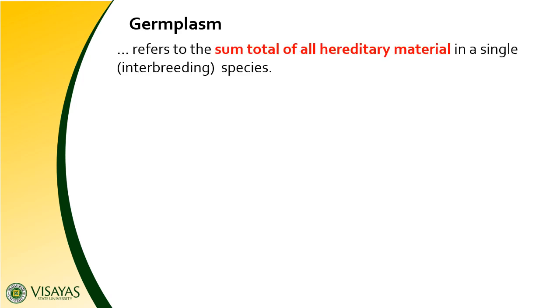Okay. After discussing most of the possible breeding objectives in crop improvement, now let's proceed to the germplasm. So again, germplasm refers to the sum total of all hereditary materials in a single interbreeding species. So germplasm is considered as the lifeblood of plant breeding since it provides the material to be used to initiate a breeding program.